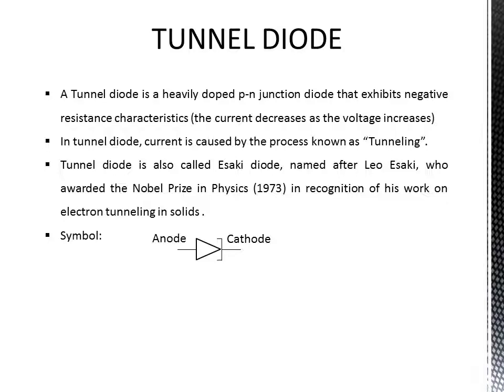Tunnel diode is also called Esaki diode, which is named after Leo Esaki, who was awarded the Nobel Prize in Physics in the year 1973 in recognition of his work on electron tunneling in solids. The circuit symbol of the tunnel diode is as shown in the diagram, which has two terminals, anode and cathode.